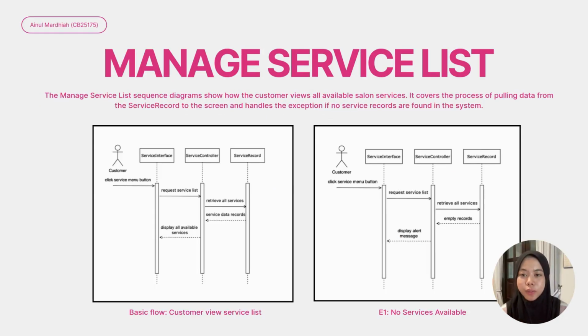Now I will present my sequence diagram. The first module is manage service list. The basic flow starts when the customer clicks the service menu button.